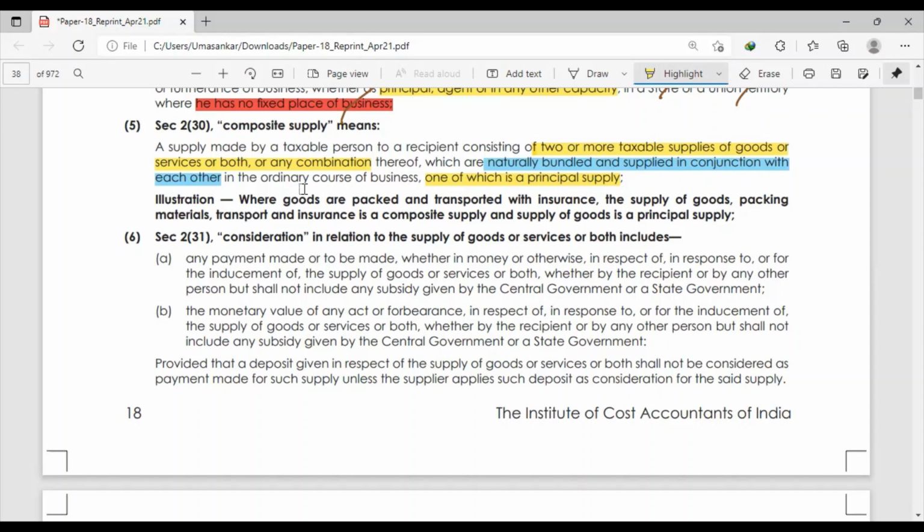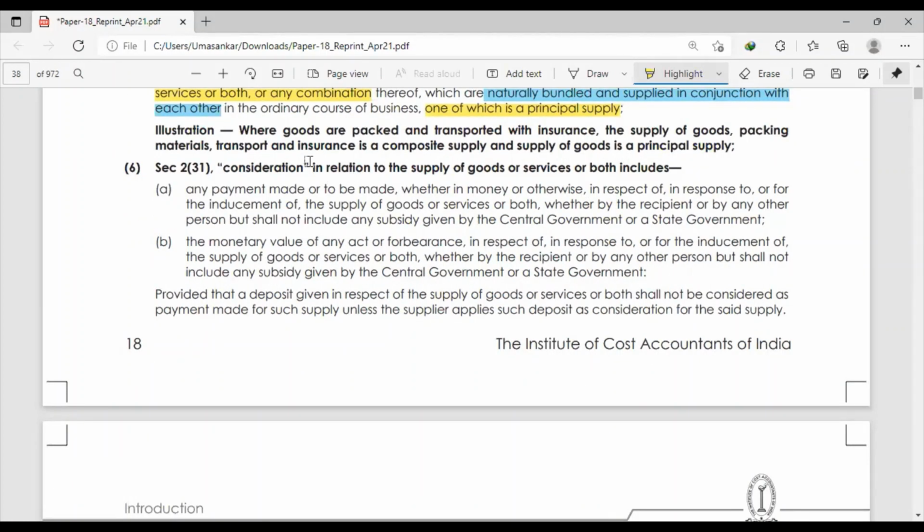Means your goods are the principal supply, and for supplying these goods, we need the packing material, also the transportation, and also the insurance. I will also give another example. You might have had Lay's, Kurkure, all those things. To supply the Lay's or Kurkure, we need packaging material, that wrapper. That wrapper can be sold externally, but if you want to sell the Lay's, you need to pack it in a container. So this will be naturally bundled. Next.